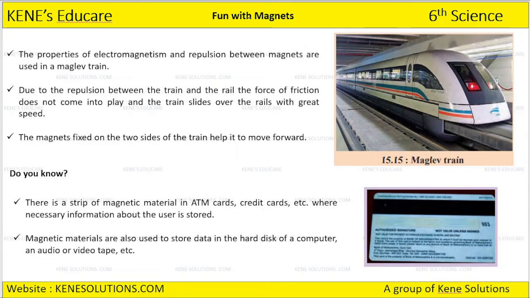Now, the properties of electromagnetism and repulsion between the magnets are used in a maglev train. तो ये जो प्रॉपर्टी है, the property of electromagnetism and repulsion between the magnets are used in the maglev train, and due to this repulsion between the train and the rail, the force of friction does not come into play and the train slides over the rail with great speed.